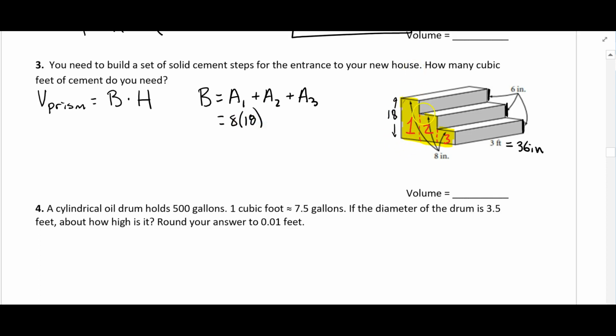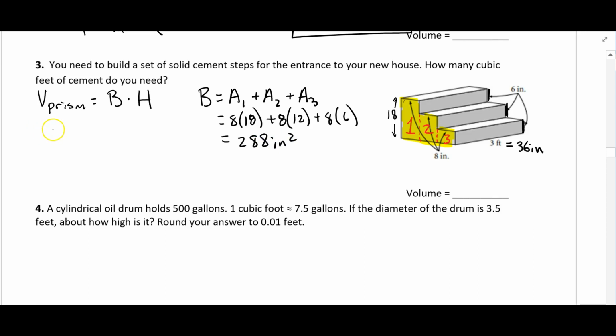And then rectangle 2, again, it's going to be 8 inches. So that's plus 8. And now it's only 2 of these vertical units. So 6 plus 6, that's going to be 12. And then the last one, again, is going to be 8 for the length. And the width is going to be just one of them. So that's going to be 6. All right, so if I multiply and add those all up, I should get 288 inches squared. So that's the area of the base.